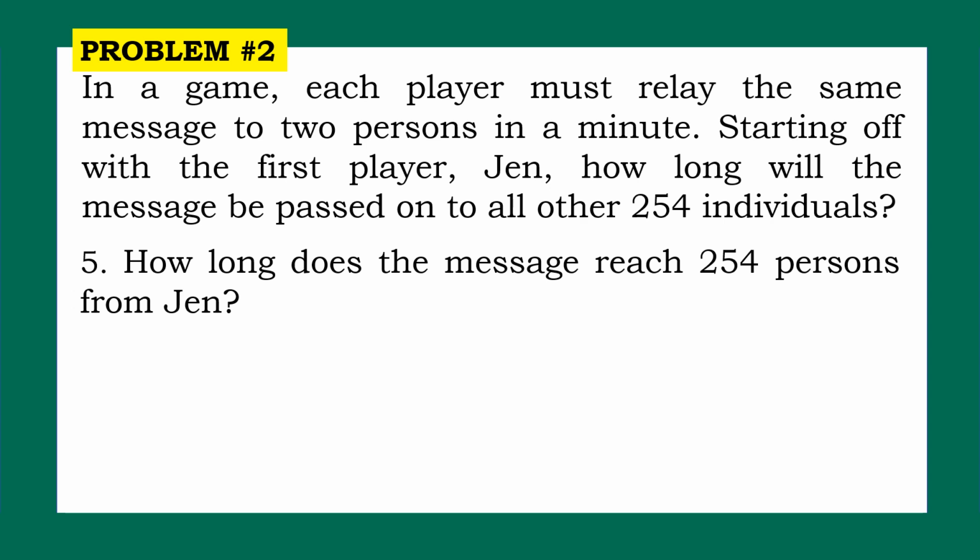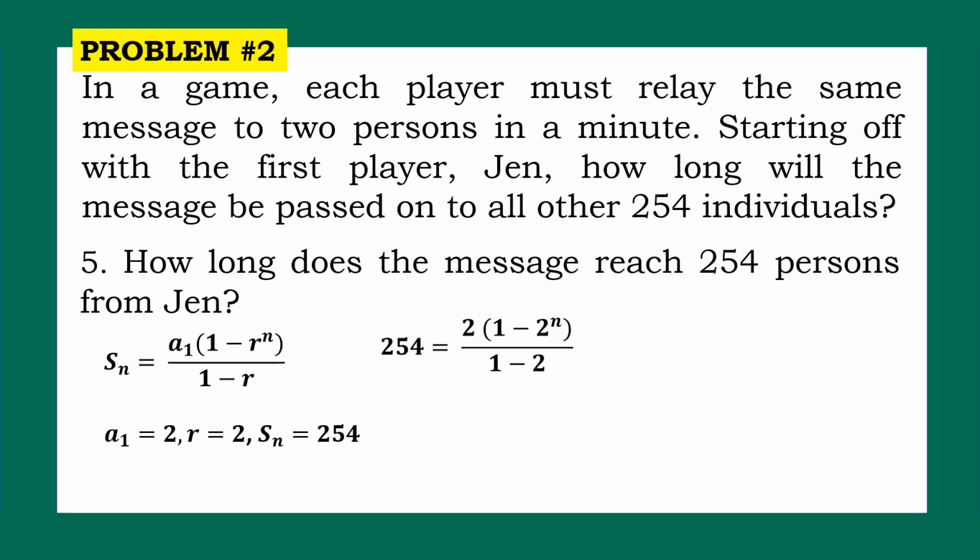So the number of minutes needed to let 254 individuals know the message can be determined by using a different rule for geometric series. And that is S sub n equals a sub 1 times the quantity of 1 minus r raised to n all over 1 minus r. Then we simply identify the first term, which is 2, the common ratio, which is 2, and the sum of the terms is 254. Substituting all these values to the formula, we have 254 equals 2 times the quantity of 1 minus 2 raised to n all over 1 minus 2.